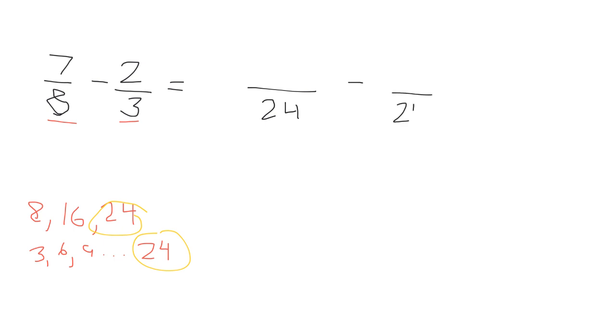But then the question is, what are the numerators going to look like? To get 8 to 24, I had to multiply it by 3. So I can do that with 7 as well, and 7 times 3 is 21. And to get 3 to 24, I have to multiply it by 8. So I'm going to do that with the numerator as well. 2 times 8 is 16. That sets up a relatively easy subtraction question, 21 minus 16, which is 5.